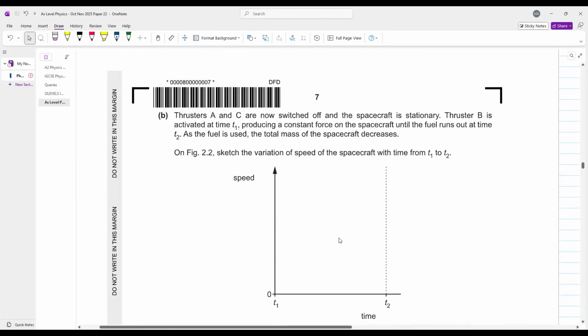Now, thrusters A and C are switched off. अच्छा जी, thruster A and C को हमने switch off कर दिया. And the spacecraft is stationary. Okay.